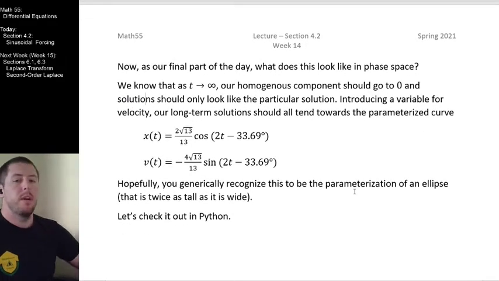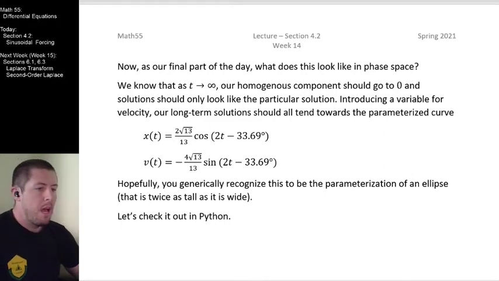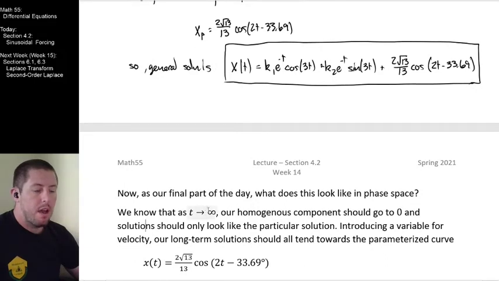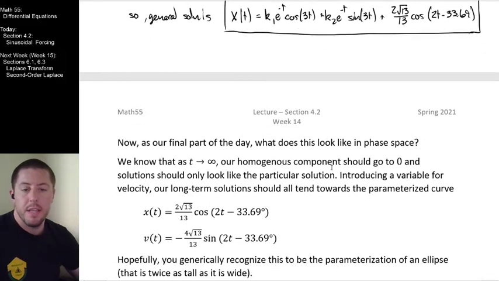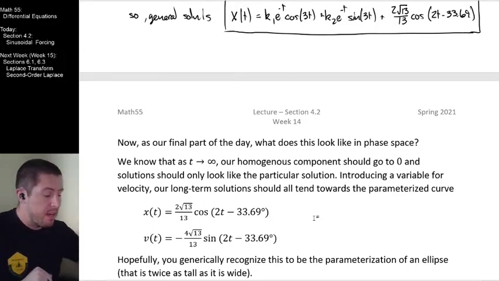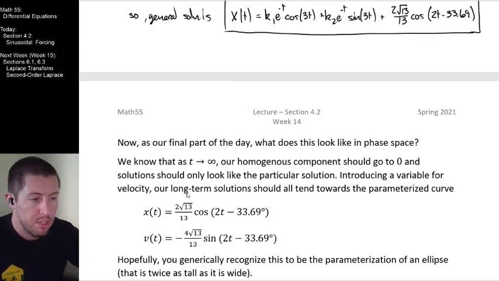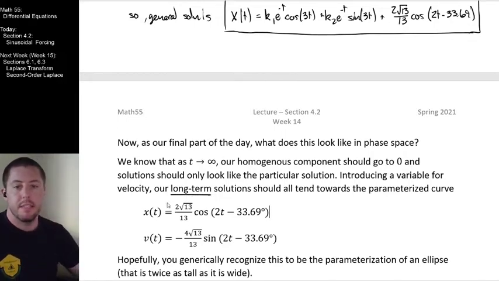The final part of the day, what does this look like out there in phase space? And here's the thing that you should recall here. Remember that as time goes off to infinity, our homogeneous component should be going to 0 because it experiences the e to the negative t. This component should be what survives in the long run right here. So it seems like our long run position expression is just our particular component. So this stuff right here is only for the long-term solution, right? The long-term position function should just look like this x of t.